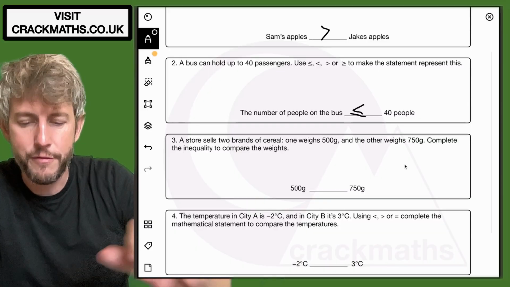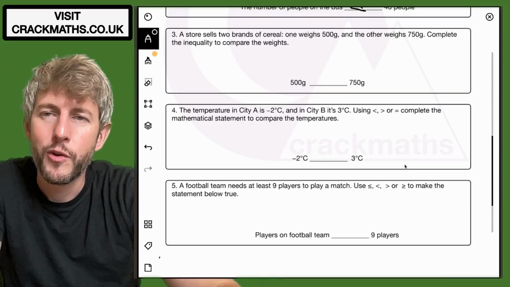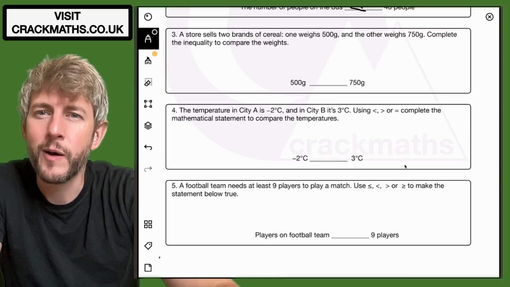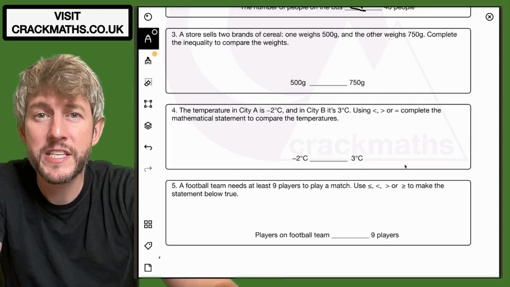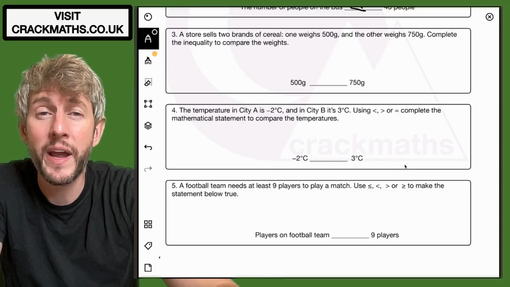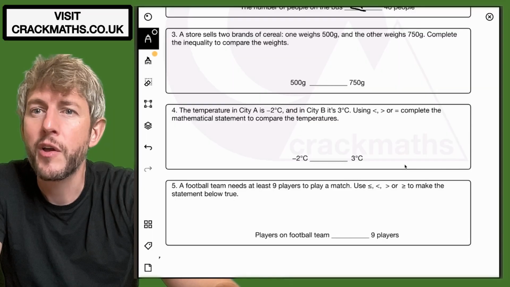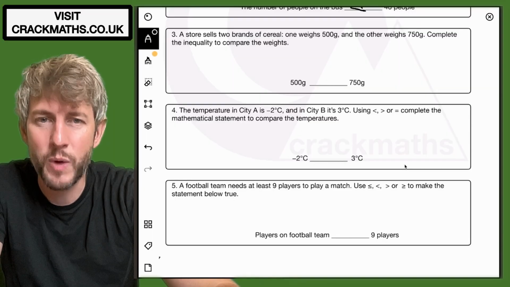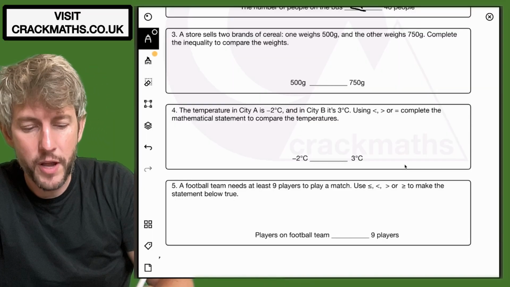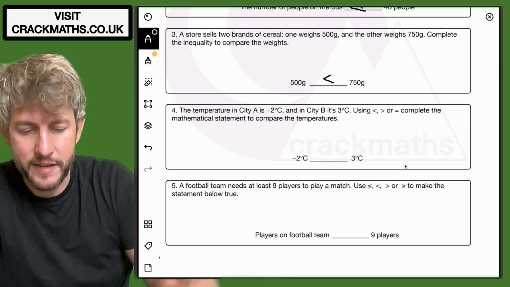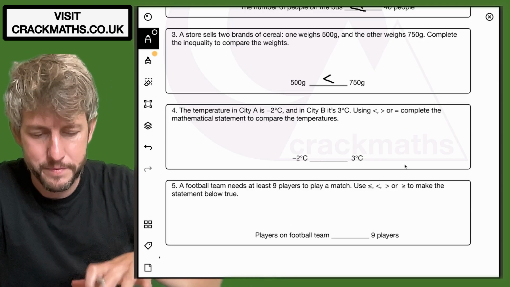Let's have a look at question 3. Question 3 says, a store sells 2 brands of cereal. One weighs 500 grams and the other weighs 750 grams. Complete the inequality to compare these weights. So 500 grams is less than 750 grams. Right.